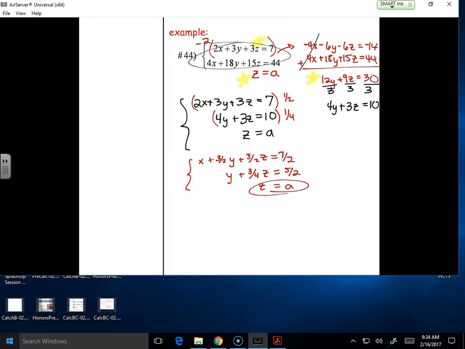Name of the game. Let's plug and chug. So y plus 3/4 a equals 5/2. So y is going to equal 5/2 minus 3/4 a. I should probably pause right now and say, hold on, has anybody found any mistakes? Now it's time to plug and chug to the top.